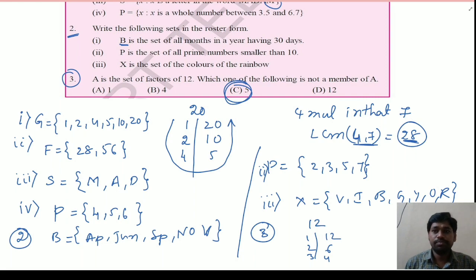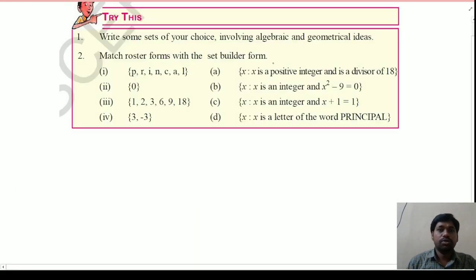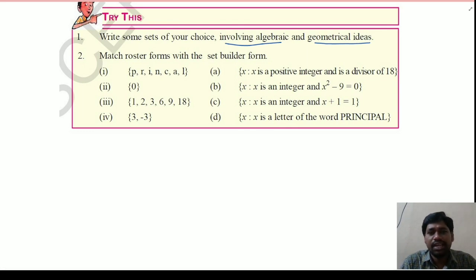Next question. Here try these questions on the basis of writing some sets of your choice involving algebraic and geometric ideas. So you can write two-dimensional figures, three-dimensional figure names, and for algebraic expressions we can write numbers like 1, 2, 3 which involve natural numbers. In that way you will be able to write the answer for this question.